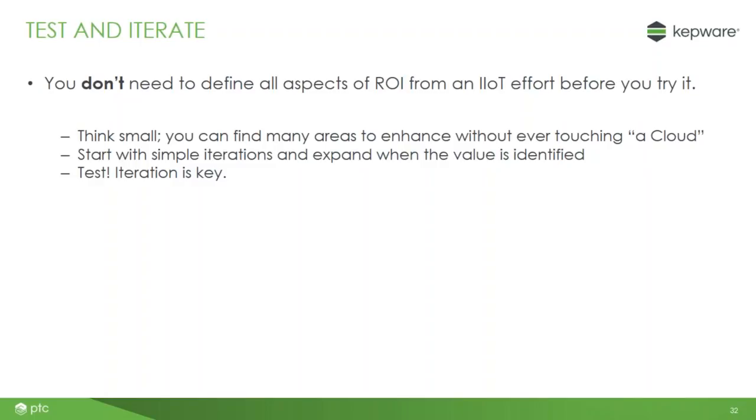So the key is to start with simple iterations and then expand where you find value, and that's what Teel did, that's what Forestia did, that's what BMW did. They didn't have every single component of their ROI mapped out before they started. They started, found some value in certain areas, and then kept iterating and moved forward. So from a practical standpoint, the apps discussed in the webinar really didn't start with the complete end project in mind. They started with simple iterations and then were expanded when value was identified.